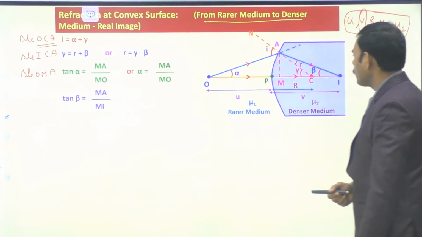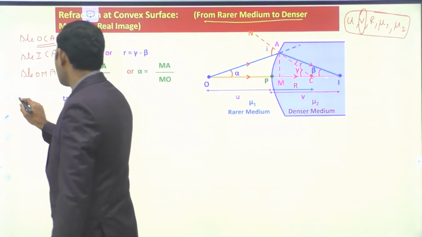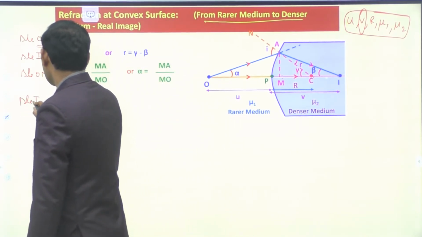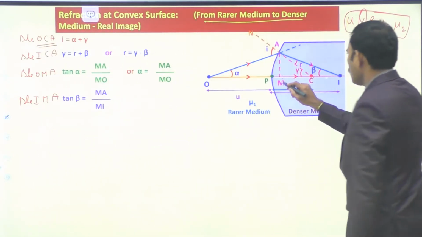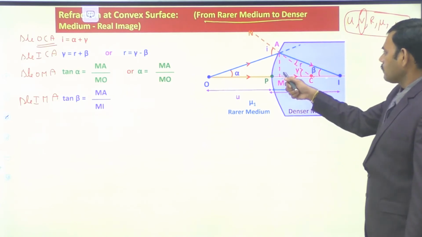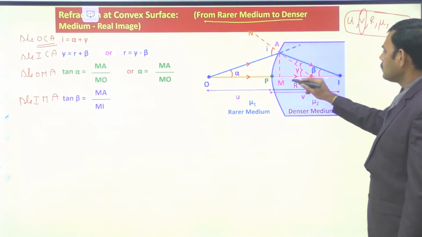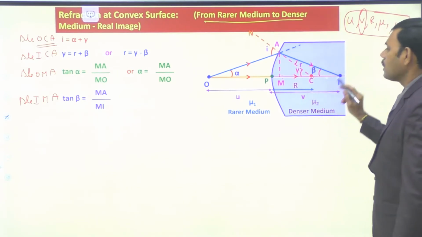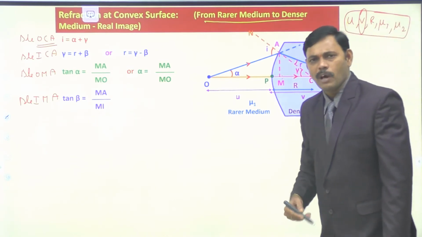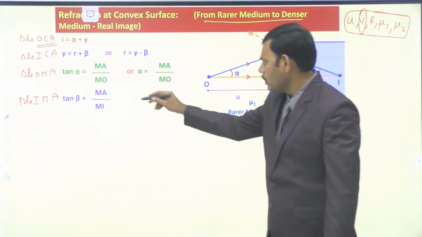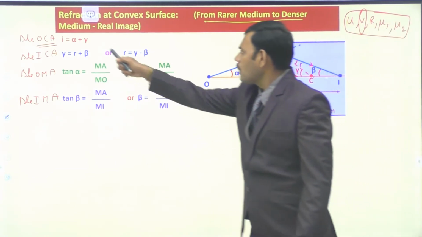Next, our interest is in beta. Consider the image involved right angle triangle IMA, with 90 degrees at M. In this triangle, tan beta is the opposite side MA by the adjacent side MI. As I explained, beta is also a very small angle. For small angles, tan of that angle is considered to be the same angle. Therefore, beta is equal to MA divided by MI.